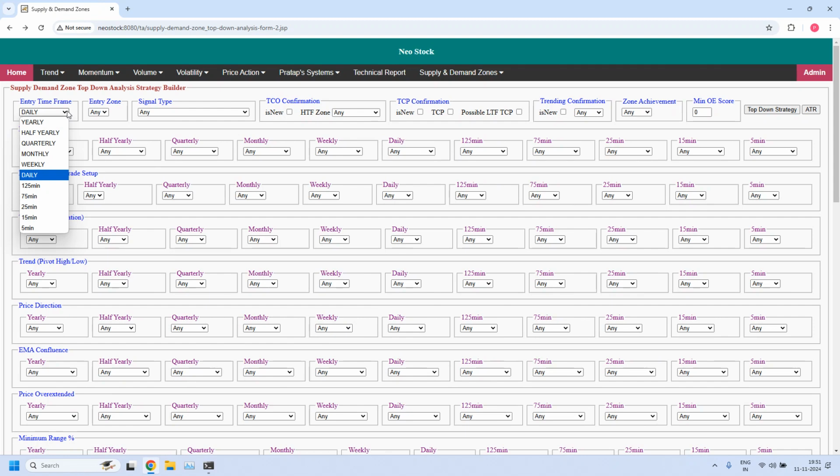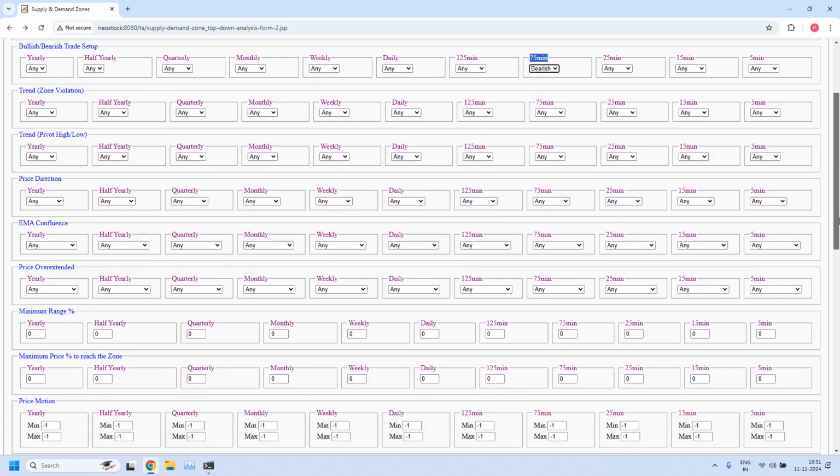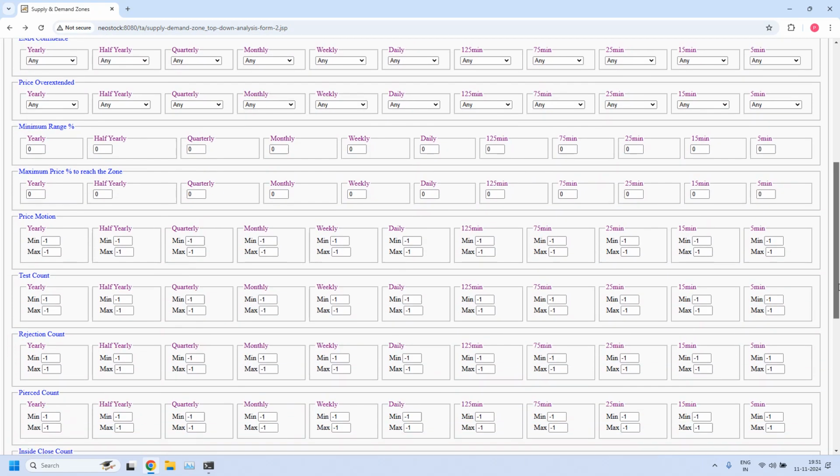For a weekly income trade, the entry time frame is 75 minutes. Entry zone is supply zone. In bullish or bearish trade setup, I am selecting 75 minutes, and I am selecting bearish. And the 75 minute supply zone should not be pierced. So in the pierced count at 75 minutes, I am setting minimum value 0, maximum value 0.